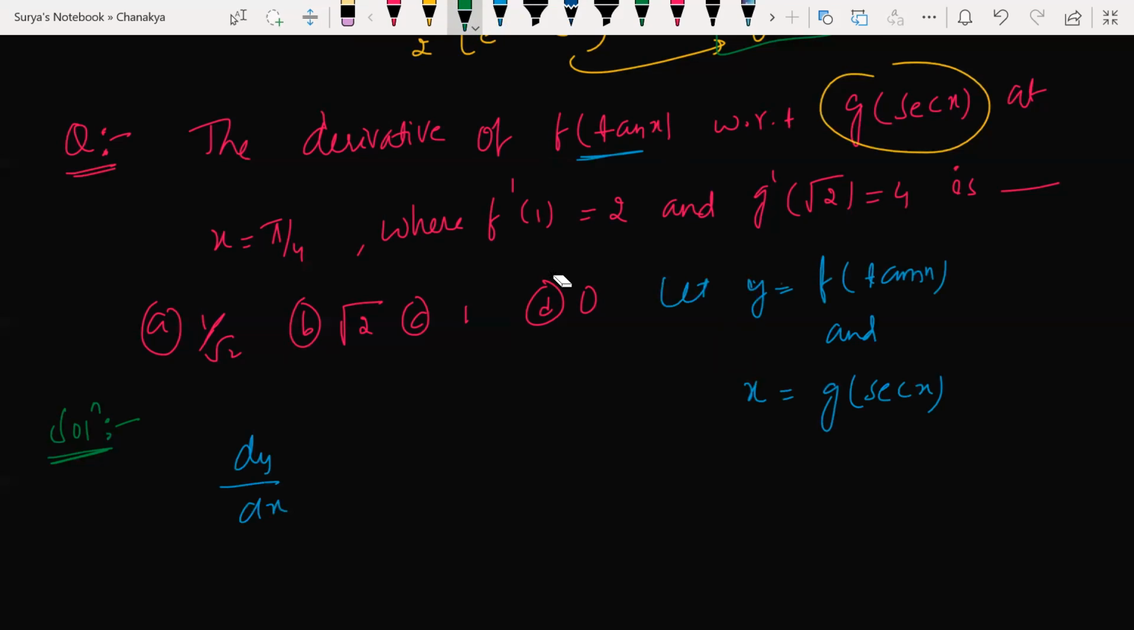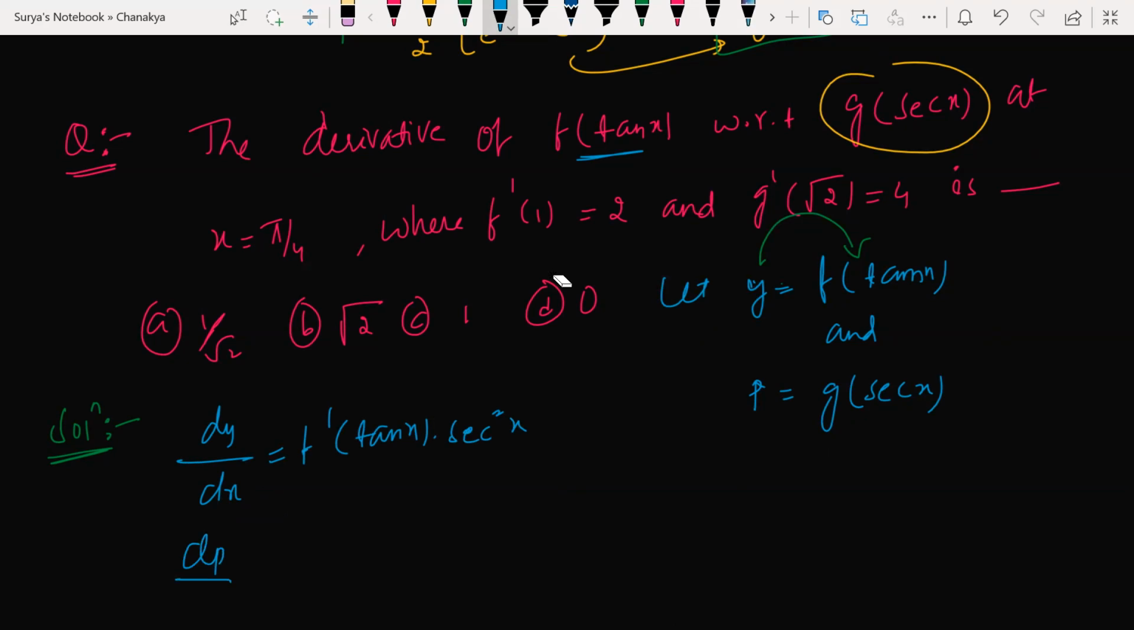Dy by dx is nothing but differentiation of this function with respect to x. Let's give a different name here: let me call this p. Differentiating the y function with respect to x, what are you going to get? F dash of tan x into d by dx of the inner function. D by dx of tan x is what? Secant square x. Is it clear?